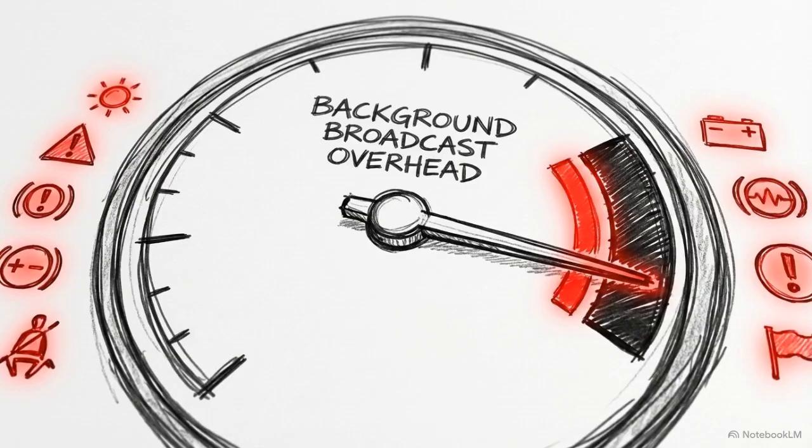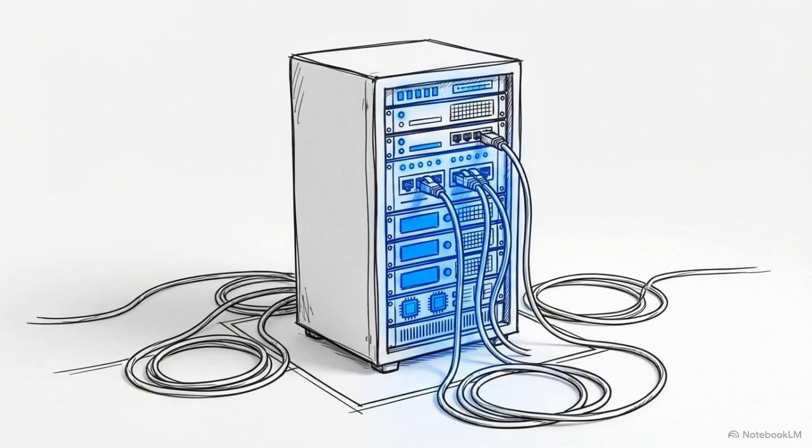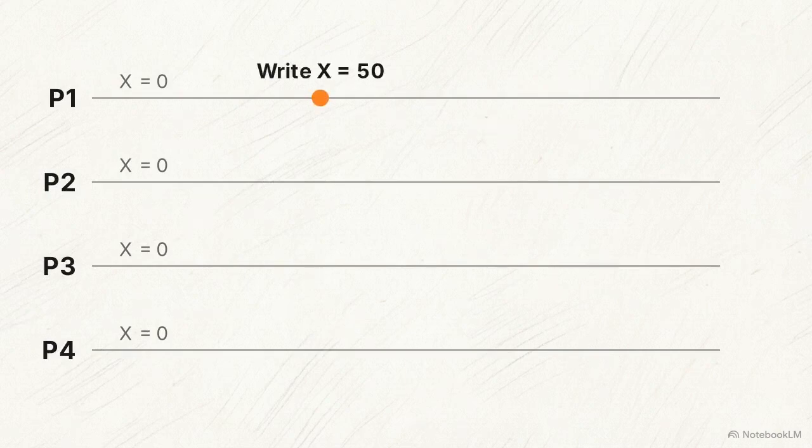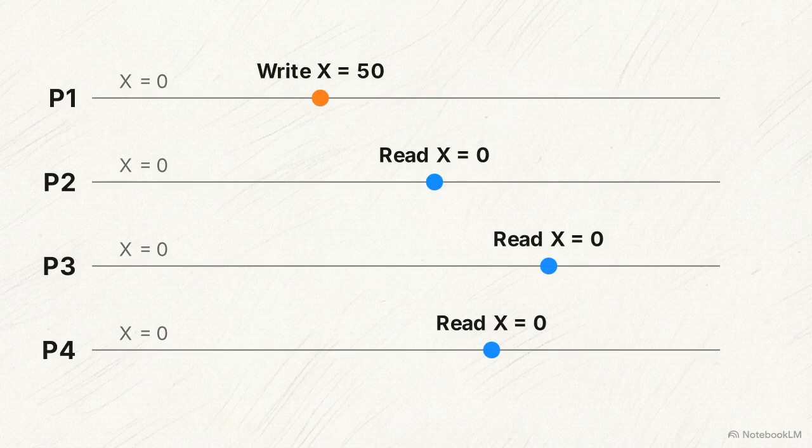In some architectures, even the background tracking required for FIFO is too computationally expensive. The system cannot afford to constantly broadcast updates. This introduces weak consistency. In this model, updates sit in absolute isolation. No data propagates across the network automatically. On the timeline, P1 updates x to 50, but when P2, P3, and P4 attempt to read the variable, they fail to see the new data. Their read nodes flash red, returning the old value, 0.